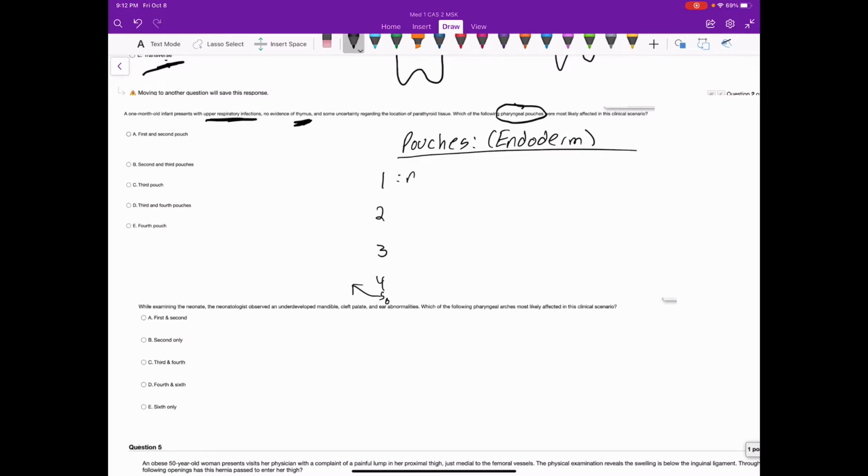So 1 is going to form the middle ear. We spoke about that. 2 is going to form the Palatine Tonsils. Okay, 1 is the middle ear canal, I'm sorry. 2 is the Palatine Tonsils. 3 now, this is where it gets very important. 3 forms the parathyroid hormone, inferior part, and the thymus. And what does 4 form? 4 also forms the parathyroid hormone.